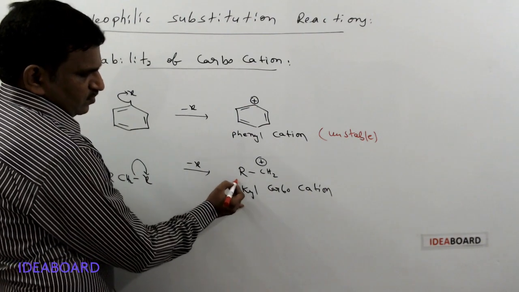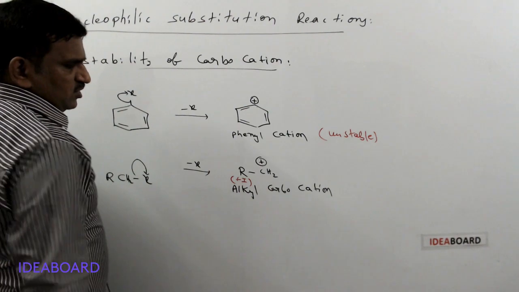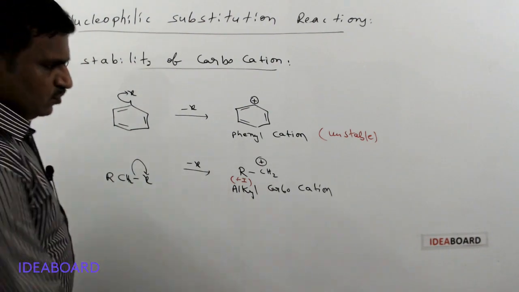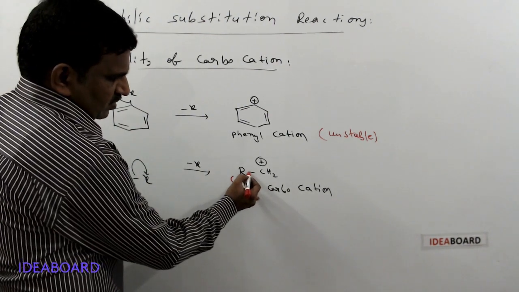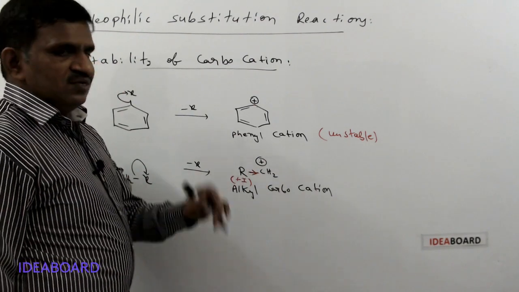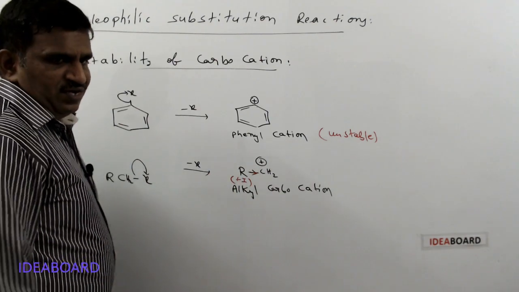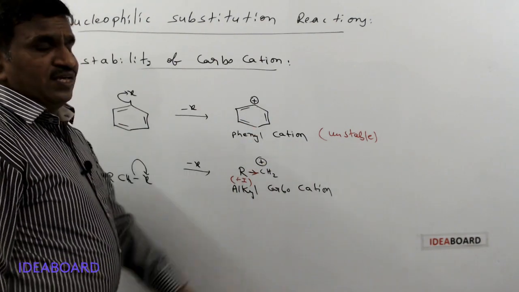And second, in an alkyl carbocation, what is the adjacent group? This is a plus I group. Plus I means a positive inductive effect group, which donates the electron pair. Here it is donating the electron pair and increasing the stability of the carbocation. Plus I groups increase the stability of carbocation. But here it is not happening.